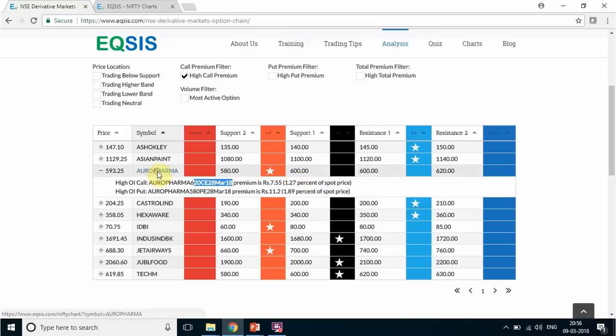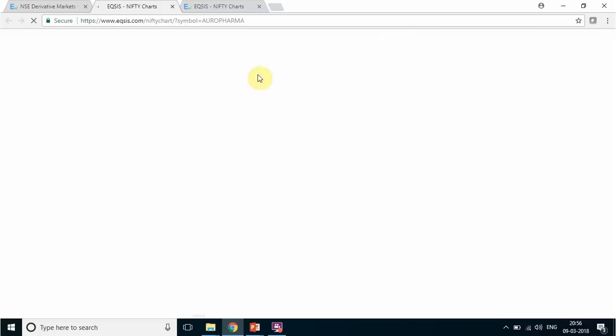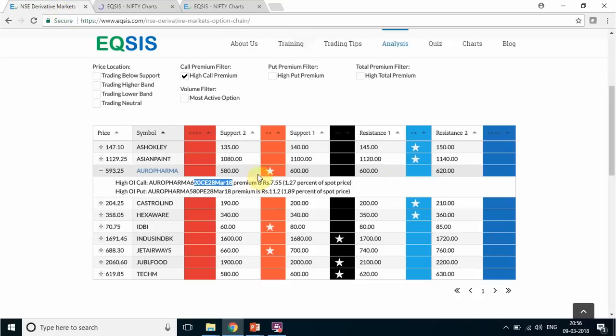So now I have to open and see what exactly Aro Pharma is doing, because the price is very important to me. 620 is very far from the current level, which still carries a good premium, because the price has to go another 6-7% to reach the strike price. There you see another 1.27%. So selling this particular strike price can give you 1.27% worth of premium for the given stock price.